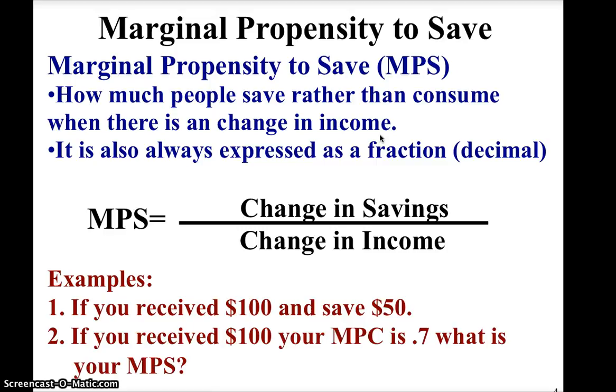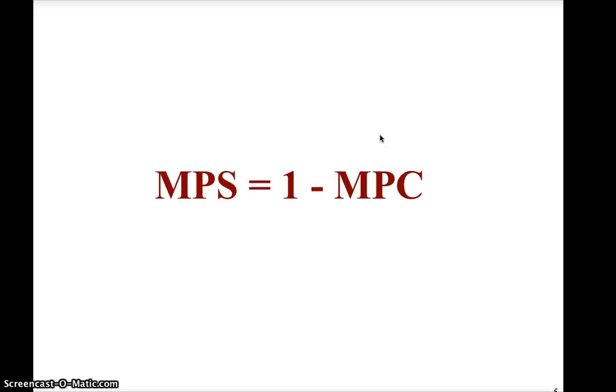If you received 100 and your marginal propensity to consume is 0.7, then your marginal propensity to save is 0.3, right? Because you can only spend or save $1. There's nothing else you can do with it. So if you're consuming 70 cents out of that dollar, then you're saving 30 cents. Okay? So the marginal propensity to save is 1 minus the MPC.